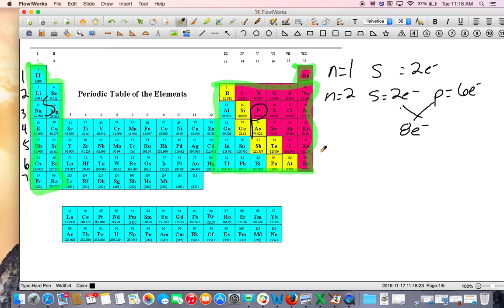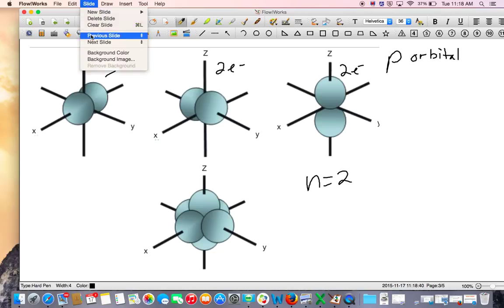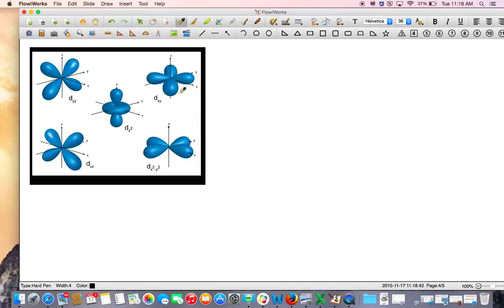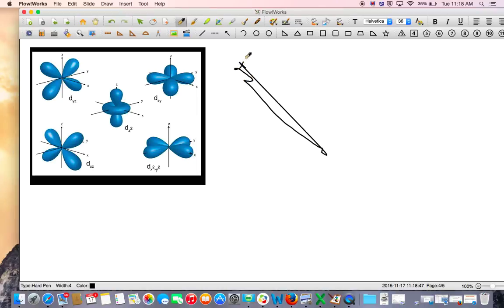So the third quantum: we've got an s, which holds 2, and a p, which holds 6. But we've been told that it should have 18. So we're going to go a couple slides ahead and go right here. These are called the d orbitals. The d orbitals don't show up until the third quantum, the third energy level.